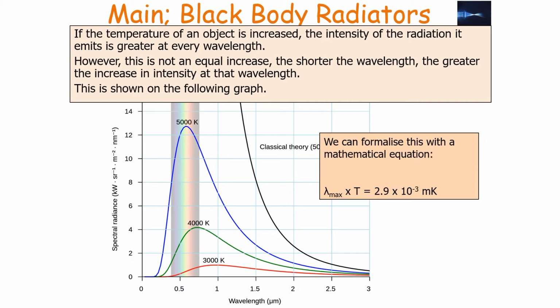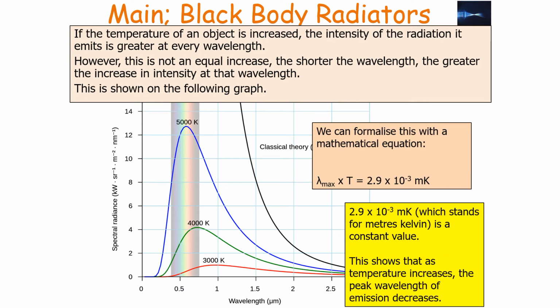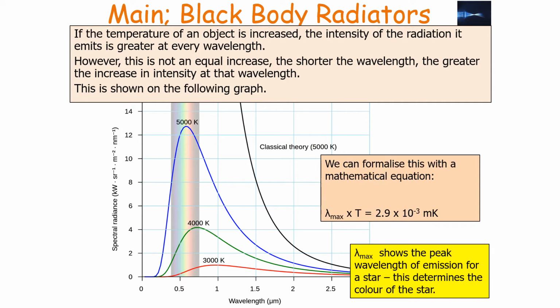Now we can formalize it with a mathematical equation where lambda max times T equals 2.9 times 10 to the minus 3 meters Kelvin, which is the Wien constant. So this shows as the temperature increases, the peak wavelength of emission decreases.